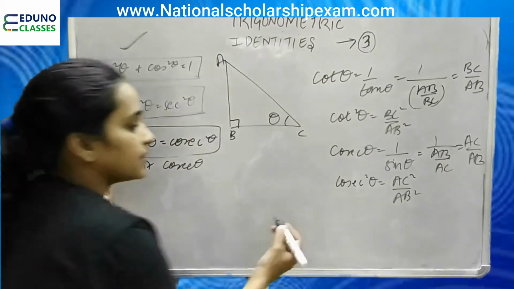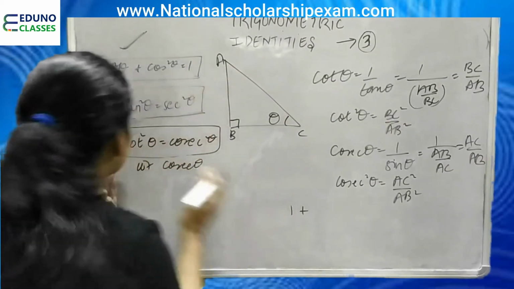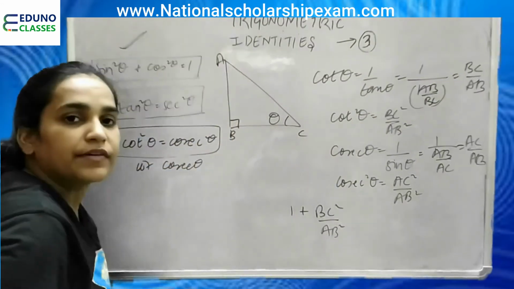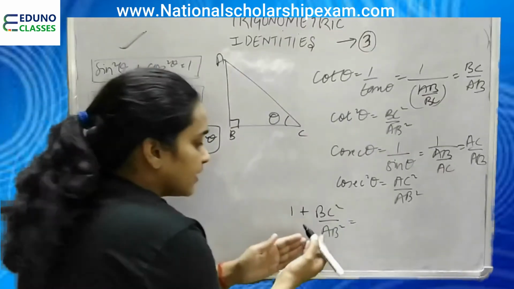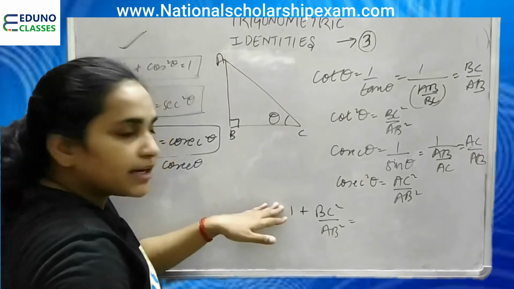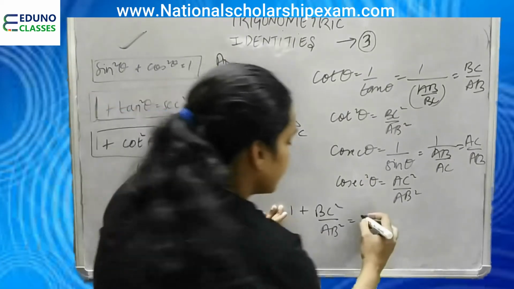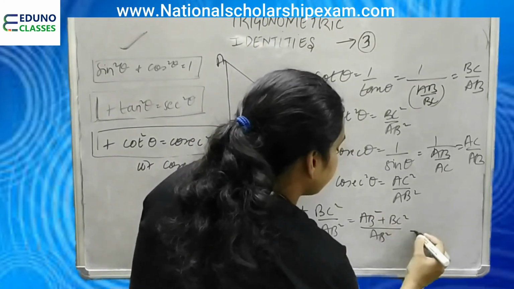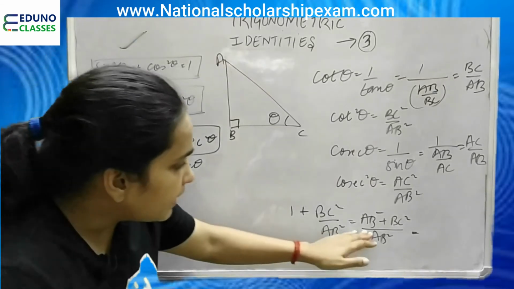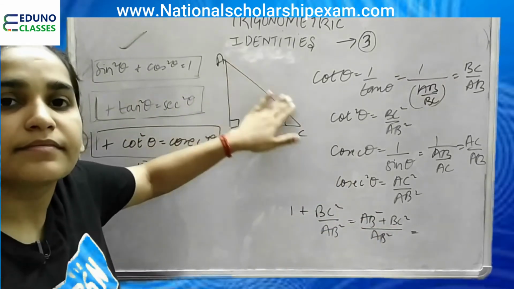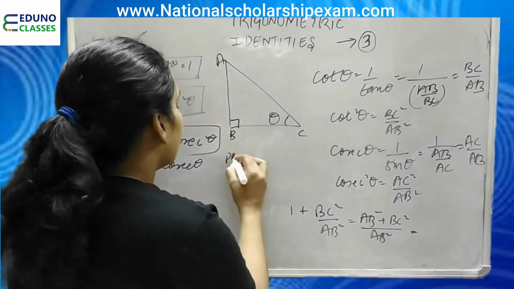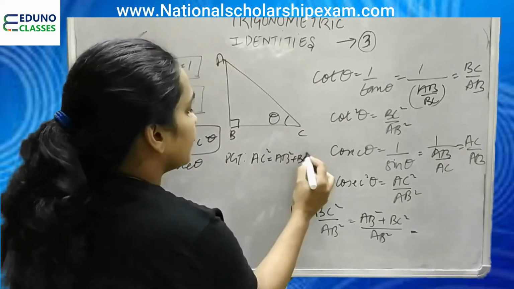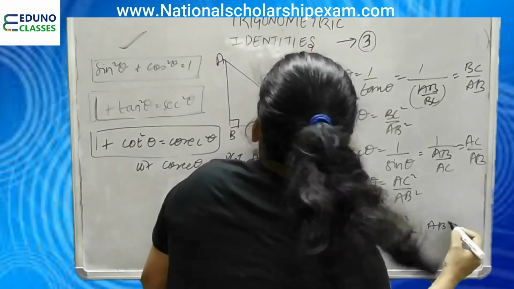Now just write it like this. 1 plus cot square theta, we have 1 plus BC square upon AB square. Fine. Go on to solve this. You will take AB square as LCM, and AB square will get multiplied here. Fine. AB square plus BC square upon AB square. AB square plus BC square is AC square, by the Pythagoras theorem. Applying Pythagoras for this triangle, we will have AC square is AB square plus BC square.